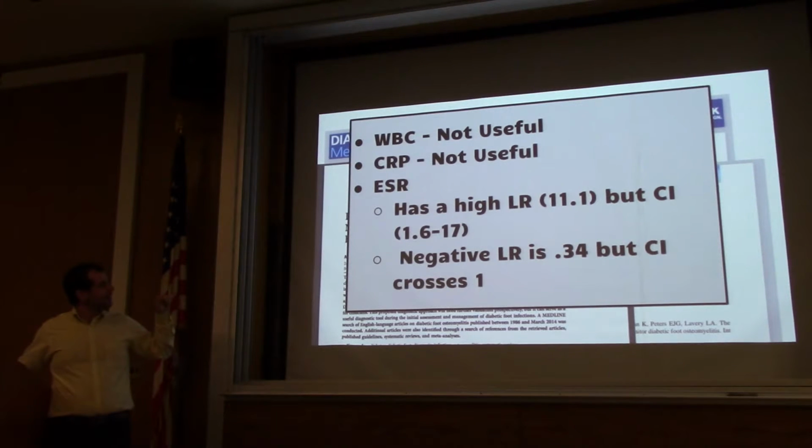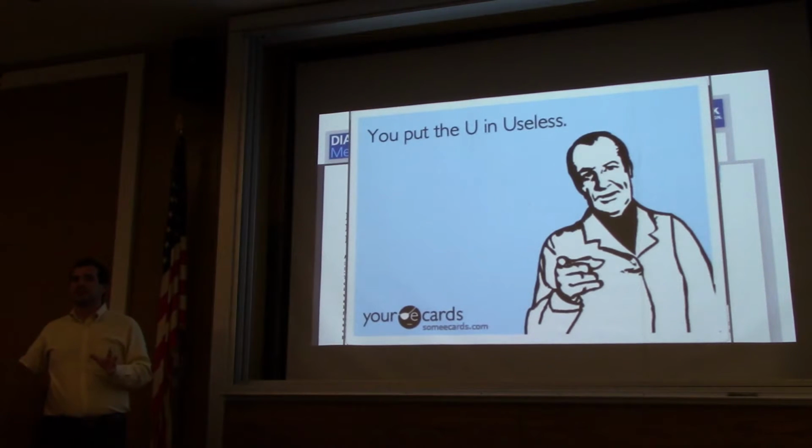And then look at the negative likelihood ratio. The negative likelihood ratio is 0.34, but the confidence interval goes from 0.1 to 1.6. If you think about what that means, within that 95% confidence interval, a negative ESR could be interpreted as saying that it's more likely to have the disease than not. So it's totally useless as a rule-out test. It's marginally helpful as a positive likelihood ratio test. Basically, labs are useless for diagnosing osteomyelitis, and I wouldn't ever make or rule out a diagnosis of osteomyelitis based on labs alone.